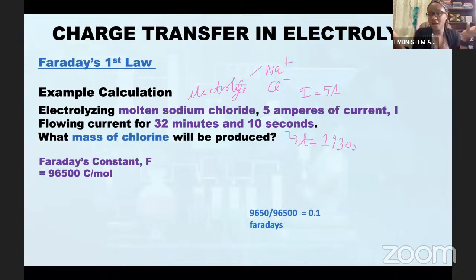Now, this is a first law problem. And from the first law, we know that Q is equal to I times T. That's exactly what Jamar just said. Q, the quantity of the electric charge, is proportional to the current that's flowing through your electrolytic cell. Let me write out that equation. So that's your step 1, essentially.